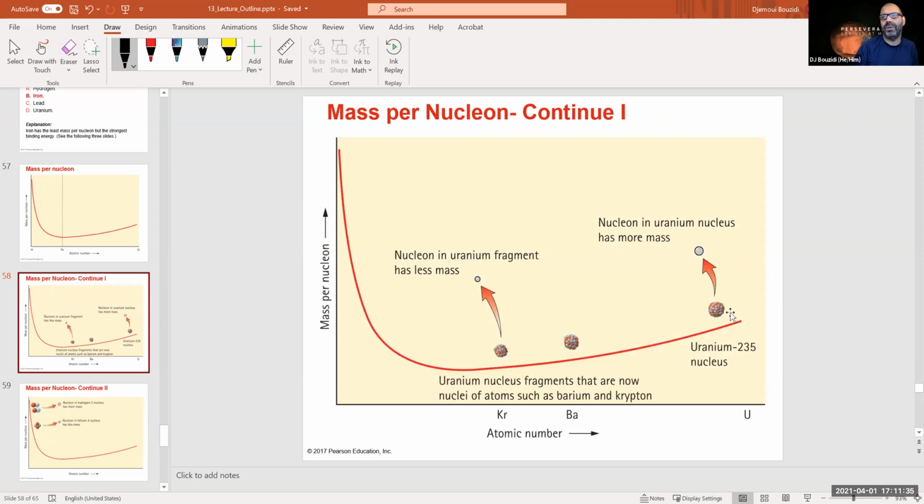So again, this is what I was talking about earlier. So uranium-235, when it splits by gaining that neutron, it's going to go into two fragments, okay? And barium and krypton in this case, both of them sit at a lower level in their ratio of mass per proton. So what's going on in this case is that we gain that energy. So that is energy that we're going to gain, okay?